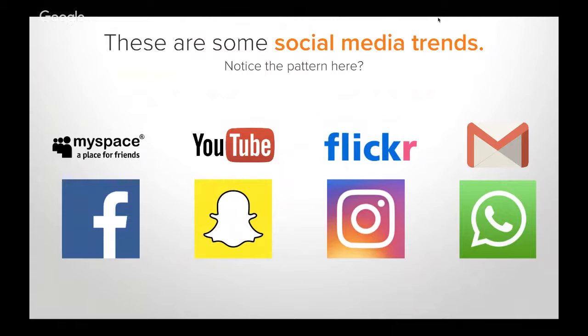The things that people like about social are the following. They like being able to share. They like being able to engage with video. They like being able to look at images, and they like being able to personally communicate with people. So we're going to break those down in the next couple of minutes.